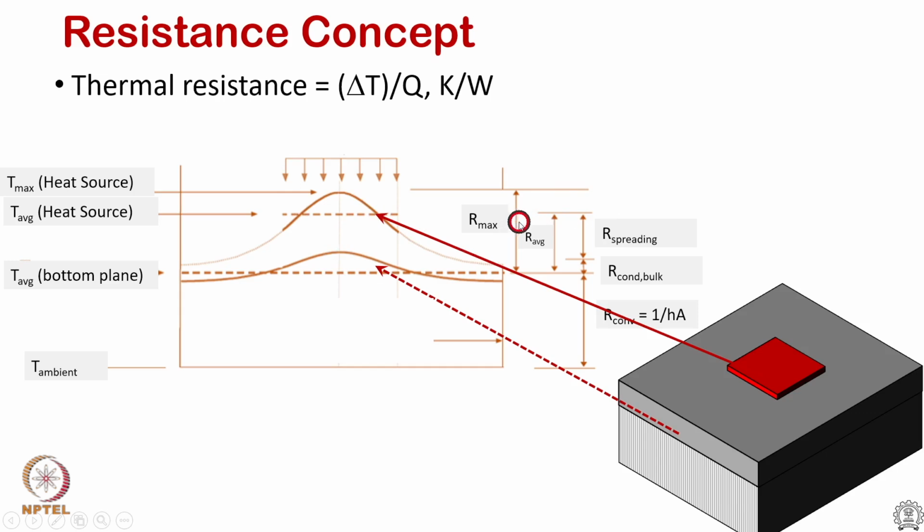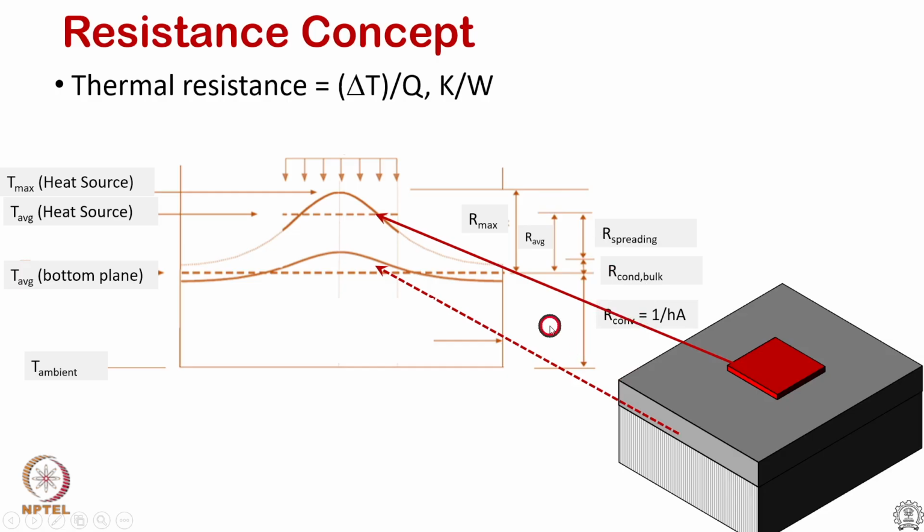And R max is the temperature difference between the maximum temperature and the average temperature of the base of the heat sink, and then the spreading resistance and the bulk conduction resistance, which is L by kA that you would have encountered in any heat transfer class, and the convective resistance, which is 1 by hS. h is the heat transfer coefficient and S is the surface area from where the heat is dissipated to a moving fluid. hS is the convective resistance. So, you encounter a series of resistances: spreading resistance, conduction resistance at the base of the heat sink, and convective resistance of the heat sink.